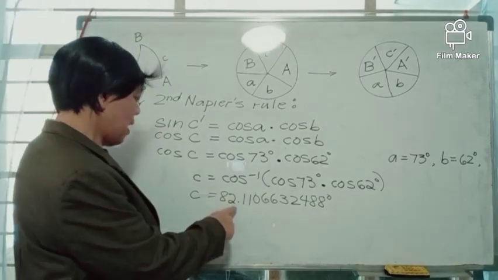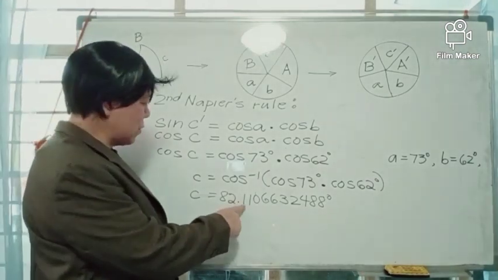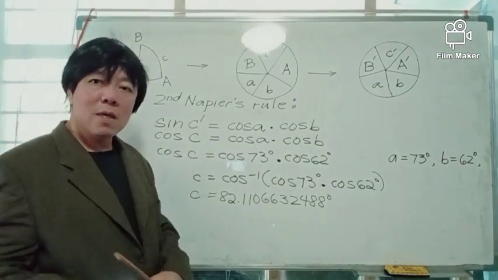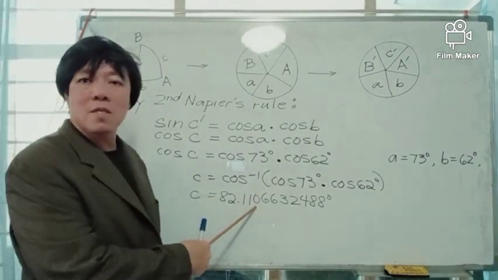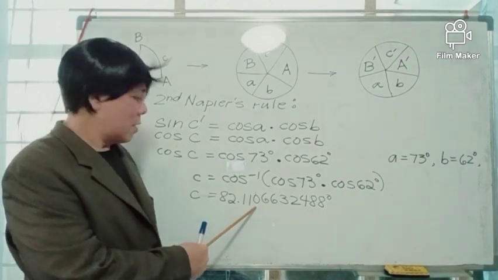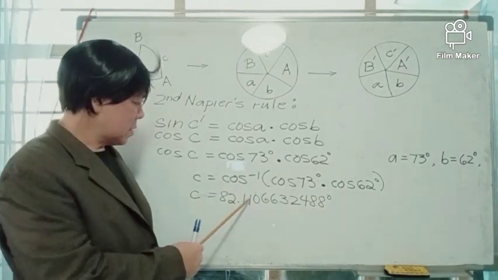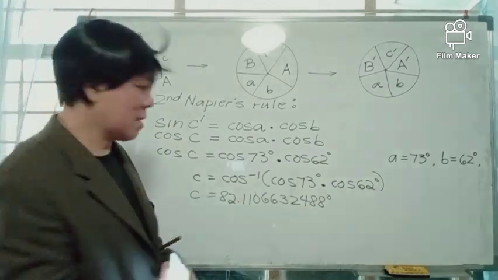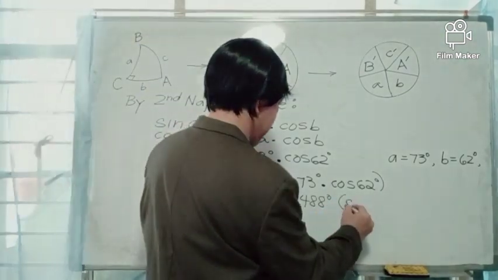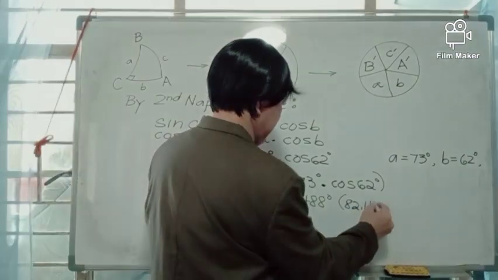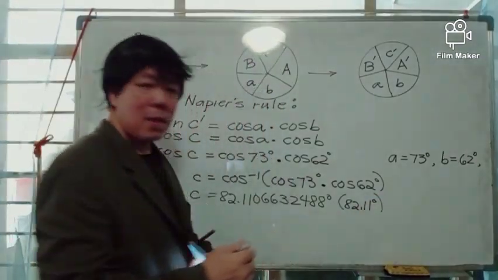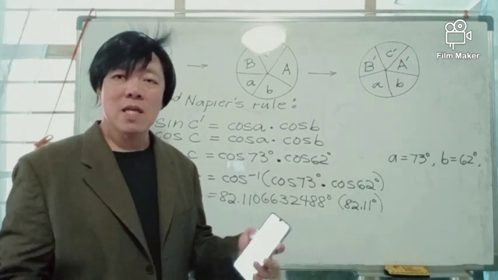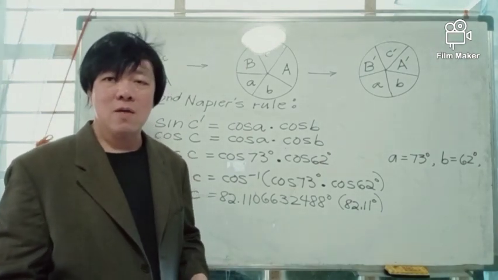If we want the answer to 2 decimal places, then the answer should be 82.11. After the decimal point, we want to have 2 decimal places, so the digit to be rounded off is 0. Since 0 is less than 5, we drop 0. And we get 82.11 degrees. But we usually give the final answer in degrees, minutes, and seconds.